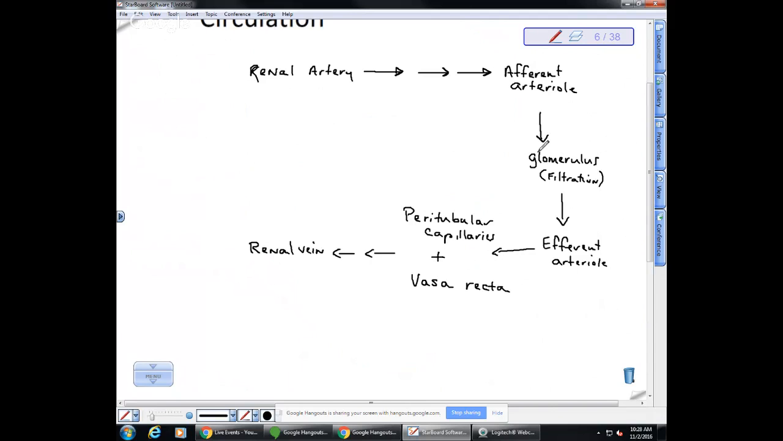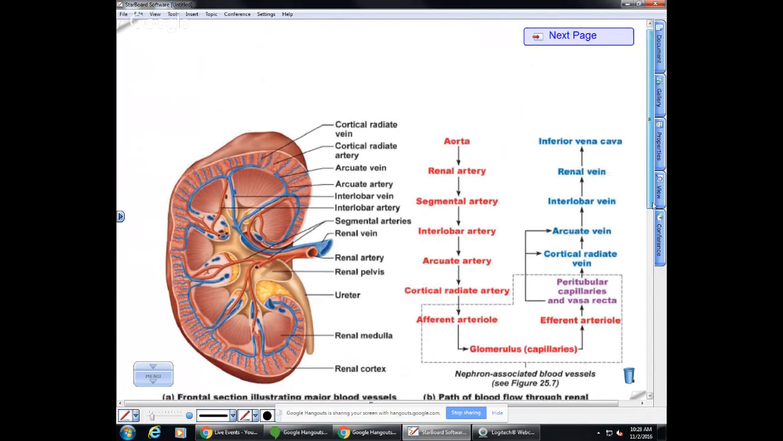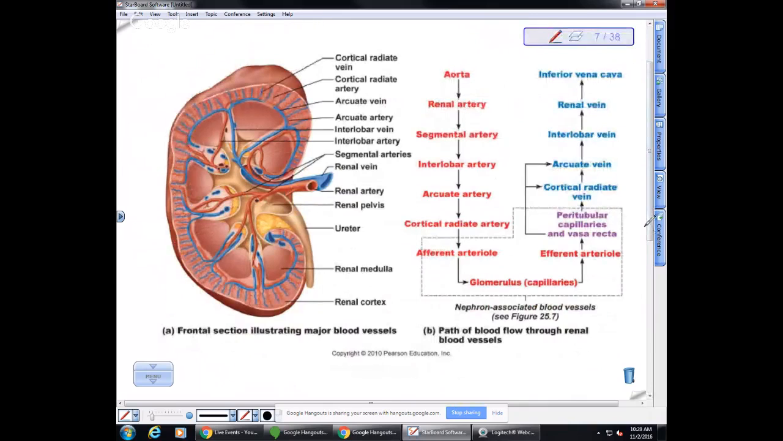Okay. So in your book, they have this in a little bit more detail. So from the renal artery, it goes into smaller and smaller and smaller until it eventually gets to the afferent arteriole, glomerulus, efferent, and then back up. So it just kind of goes through the entire kidney.